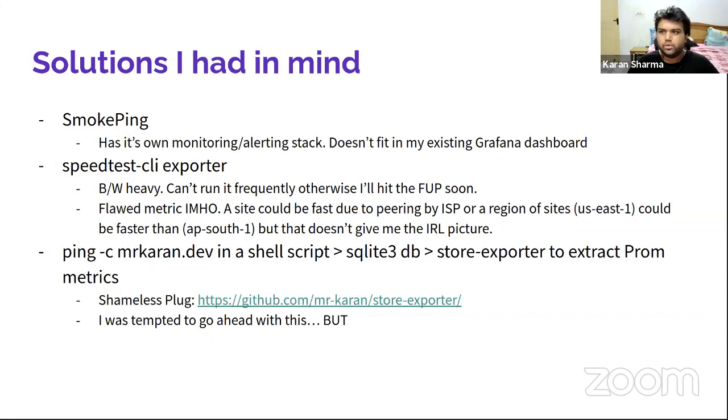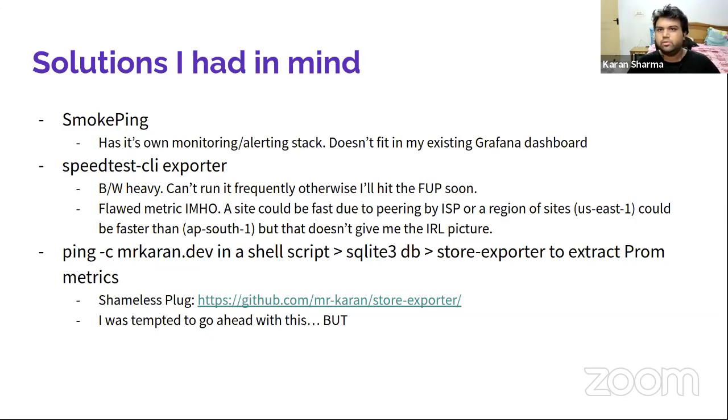And running this frequently, every 5 minutes or something, is not really recommended if you are on an internet plan which has FUPs, which is basically almost every retail plan. So that was one reason I didn't go ahead with speed test. Another reason is that a lot of ISPs peer into the upstreams which speed test sites use.